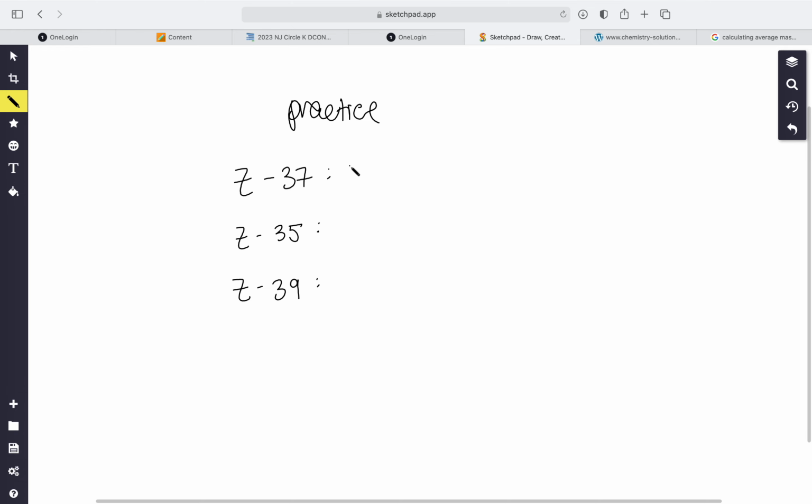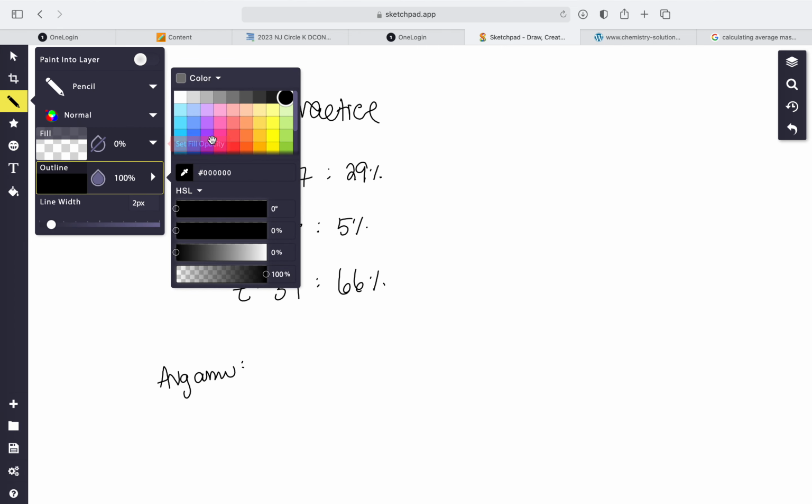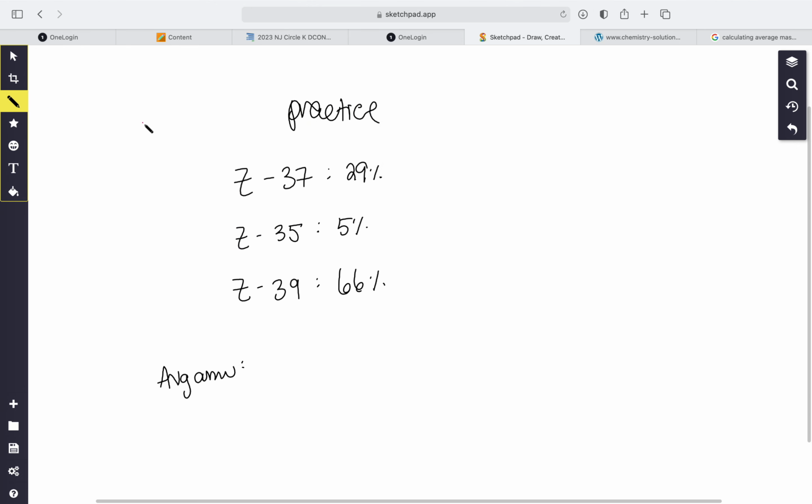And let's give these some percent abundances. So let's say we have 29% this, we have 5% this one, and then 29 plus 5 minus 100, we have 66% of the Z39. So what you want to find from this is the average atomic mass units, using that same equation that we had before. If you guys would like to pause the video and try that out yourself, I will be doing this problem in 3, 2, 1.